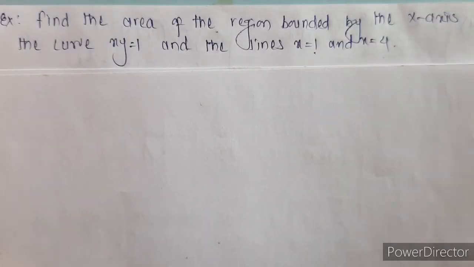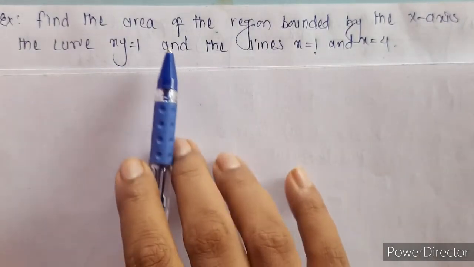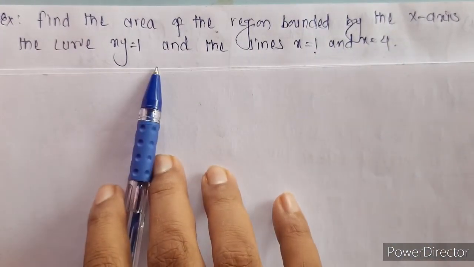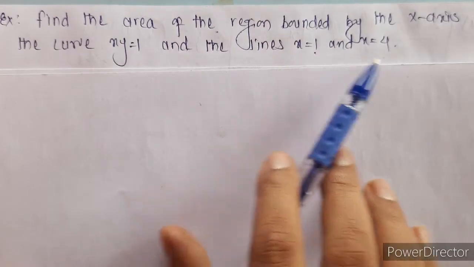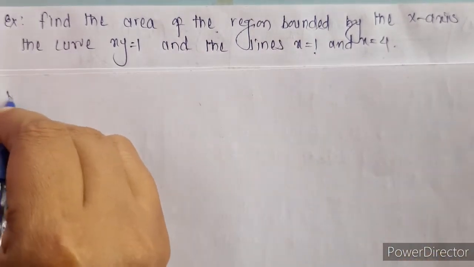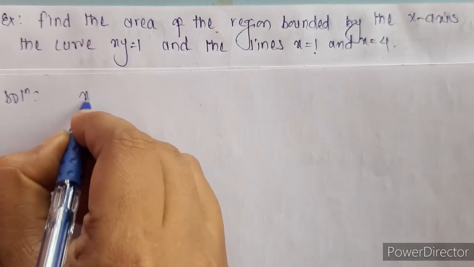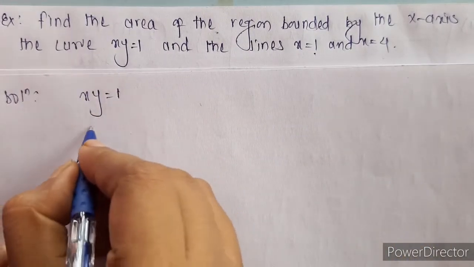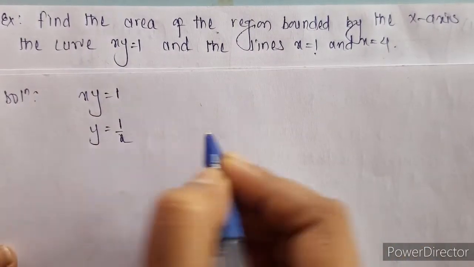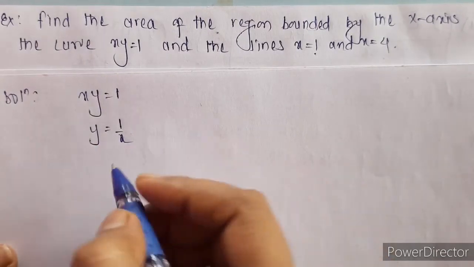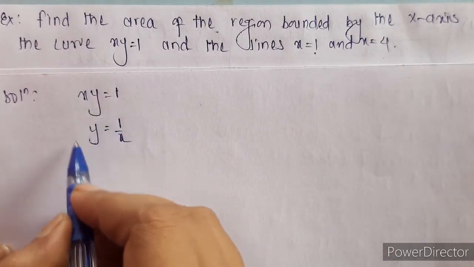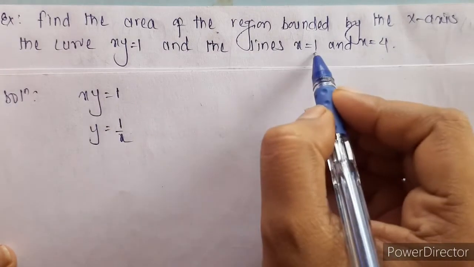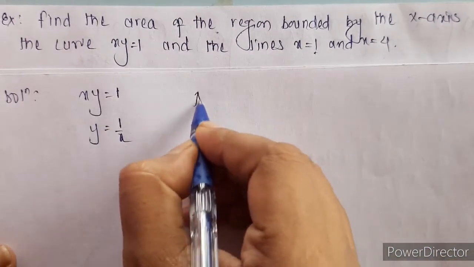Next question, we have to find the area of the region bounded by the x axis, the curve xy equals 1 and the lines 1 and 4. So the curve in this case is given as xy equals 1. We can write this curve as y equals 1 upon x. So we have to find the area under this curve 1 upon x, the x axis and the lines 1 to 4. So how do we find area?